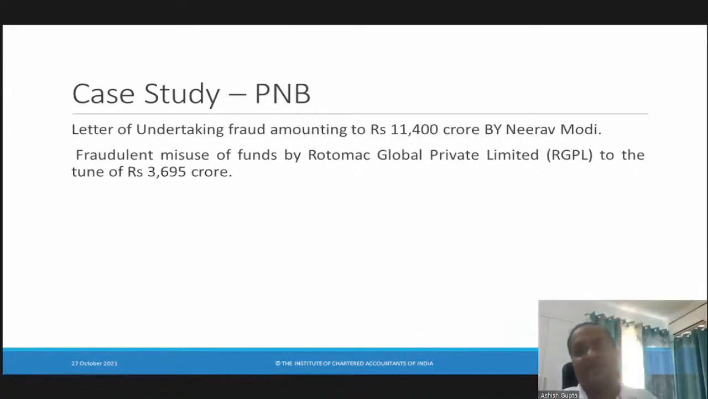There are another two glaring cases, in the context of India. There are two fraudulent transactions. One is Nirav Modi's fraud, of 11,400 crore, and there is another misuse of funds by Rotomac Global Private Limited of 3,695 crore. You can refer to both cases on the website. Then you will come to know what operational lapses there were, by which these scams took place.